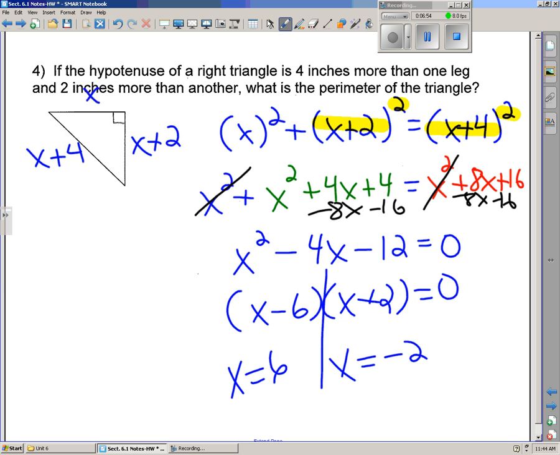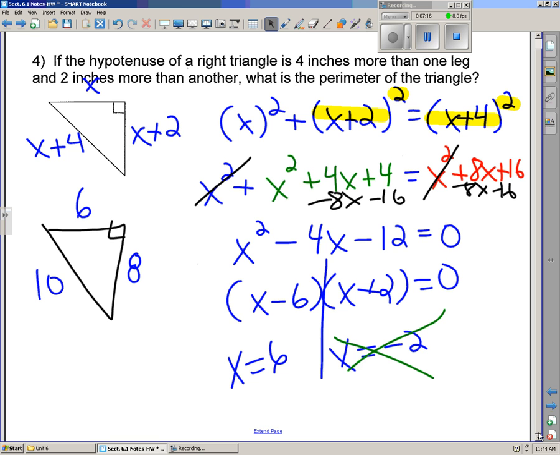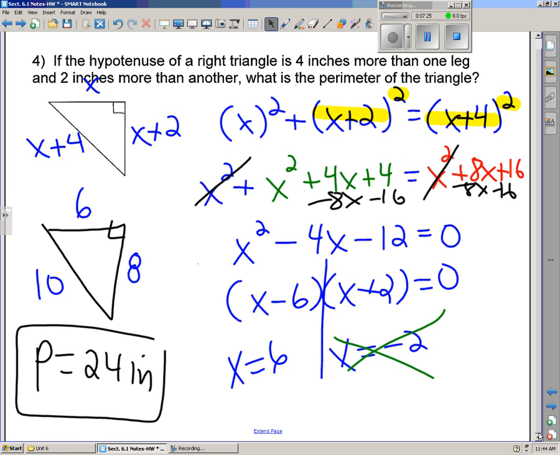Well, we need to find the perimeter. I can't use this negative 2, but if I go back into my right triangle, I know that one leg is x, which means one leg is 6. The other leg is x plus 2, which means 6 plus 2 is 8. The hypotenuse is x plus 4, which means 6 plus 4 equals 10. And that is a triple, by the way. And then the perimeter just means you add up all the sides. So the final answer says the perimeter is going to be 24 inches. And that's it.